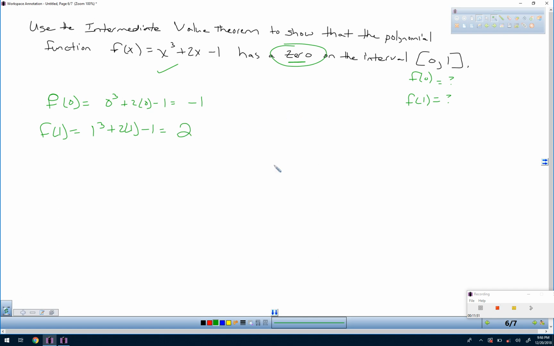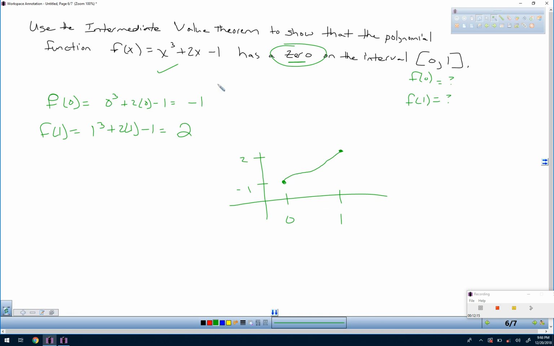So if you can envision this, the interval is from 0 to 1. f of 0 is at negative 1. f of 1 is at 2. And we already said it's continuous, so it's going to exist everywhere between there.